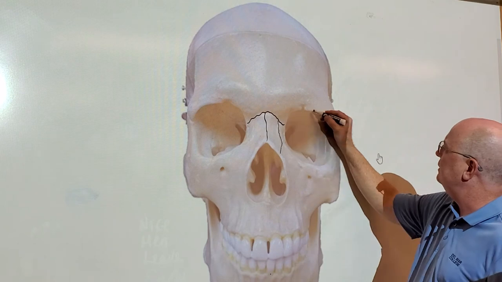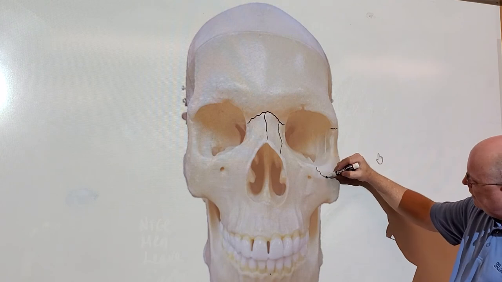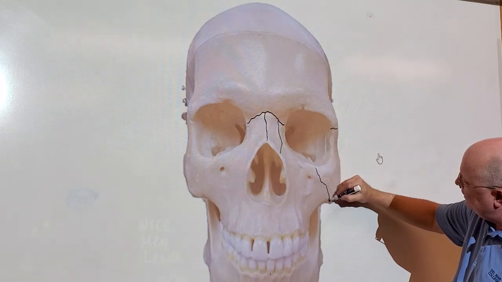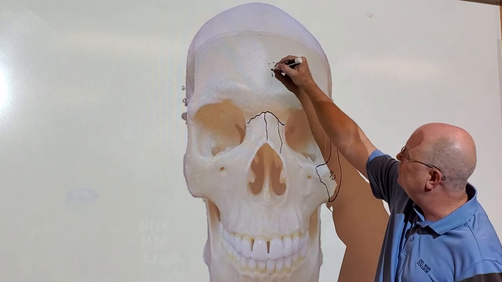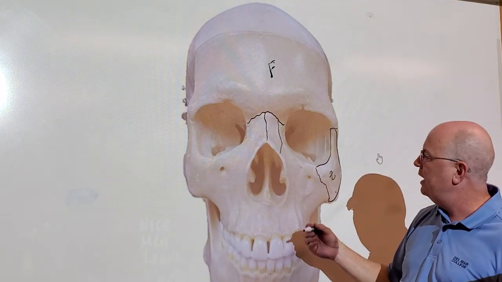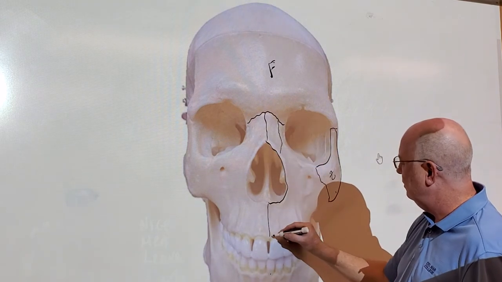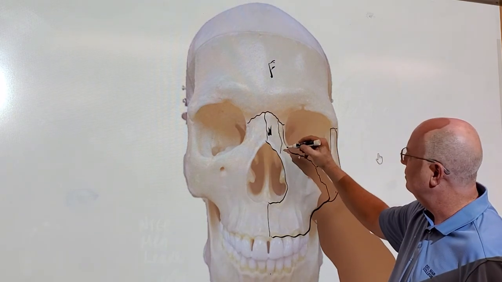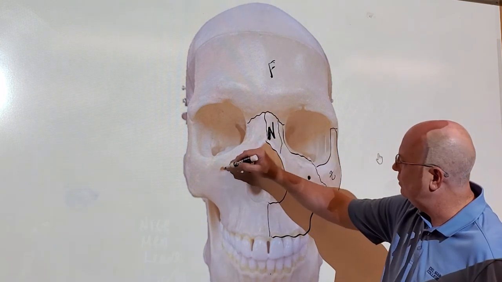Now, if I come across here, there's a suture line that runs here. It's going to come down, and it's going to run right about there, and this is part of the zygomatic bone. So I have frontal. I'm not going to see the parietal, temporal, or occipital from here very well, but this is zygomatic. Now, this suture line right here outlines what we would call the maxillary bone. So I have nasal, and I have my maxillary bone, which has a nice little hole on either side.